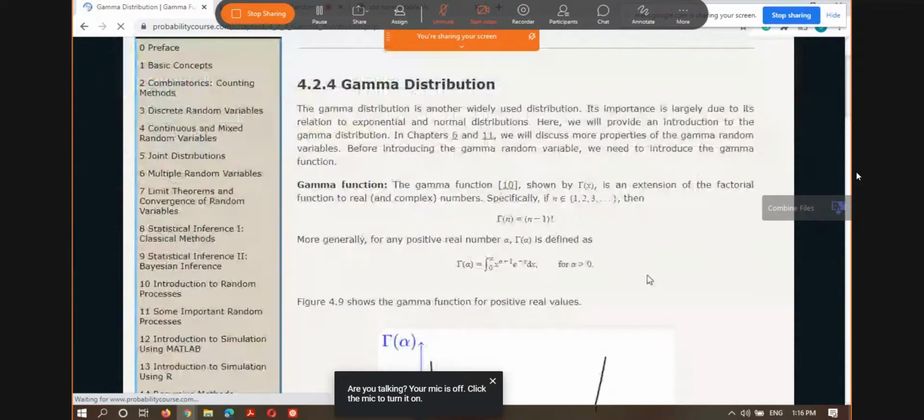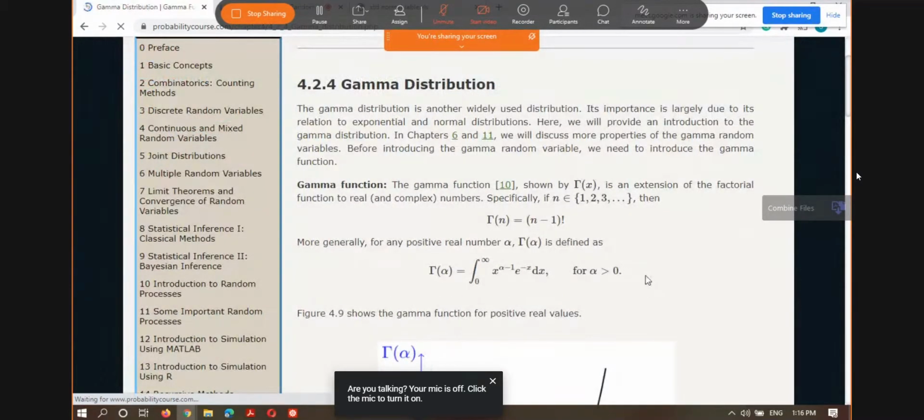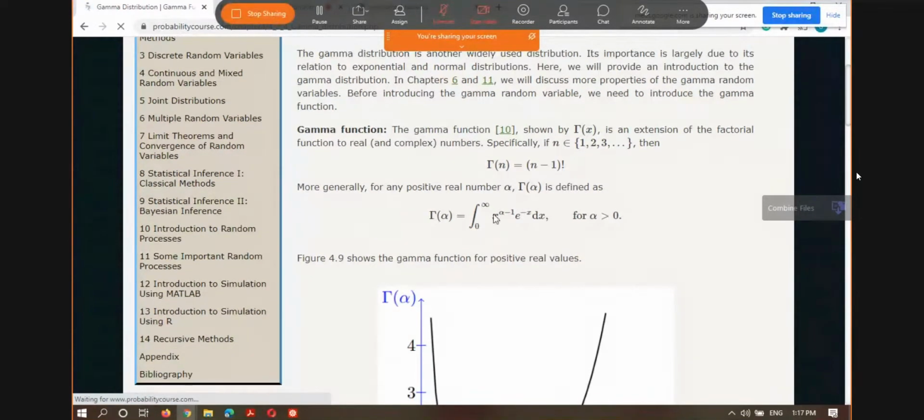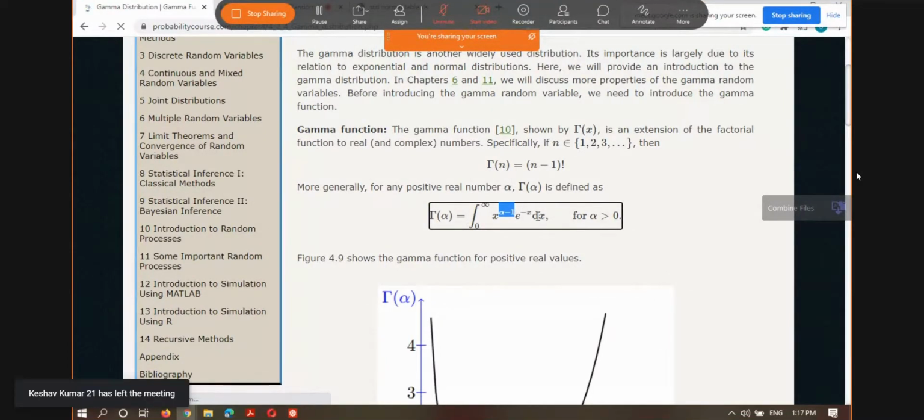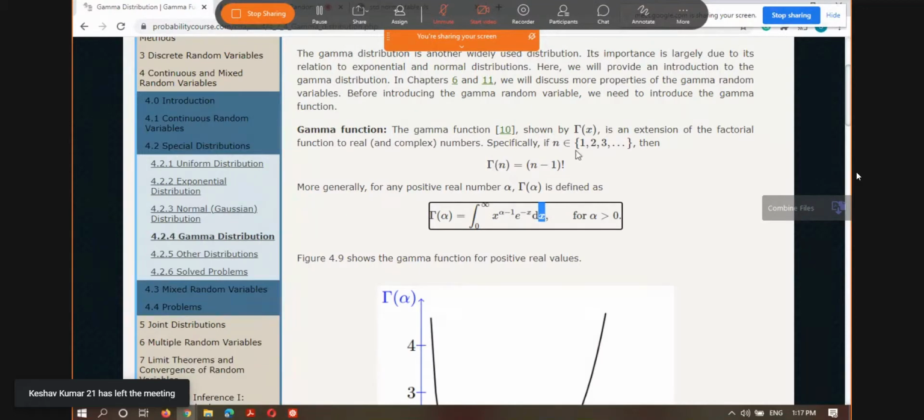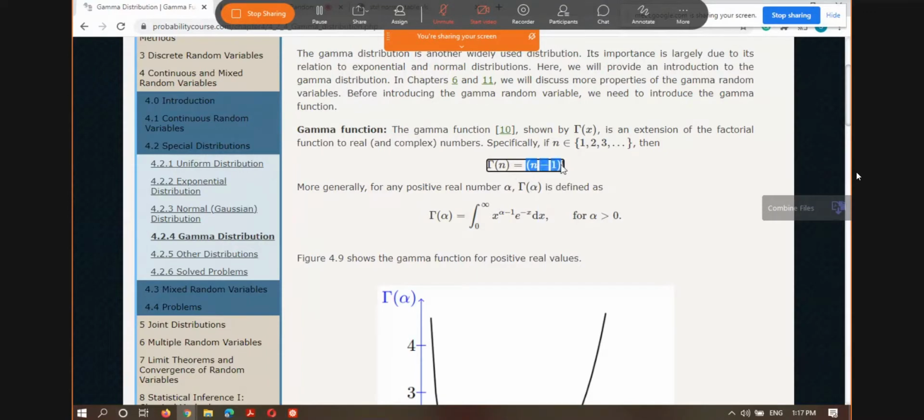Then we have the gamma function. Like in your second semester or third semester, I think you have learned this thing. So if alpha is greater than 0, we define the gamma function like this: gamma alpha equals integral from 0 to infinity of x raised to power alpha minus 1 e raised to power minus x dx. And if n is any integer, like n belongs to 1, 2, 3 and so on, then gamma n can be written as n minus 1 factorial.